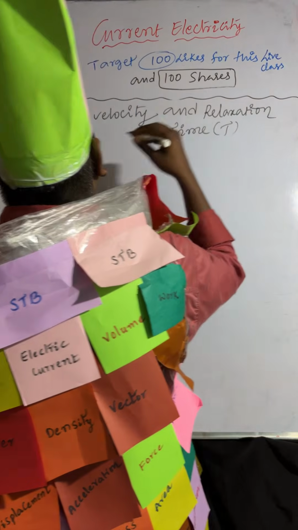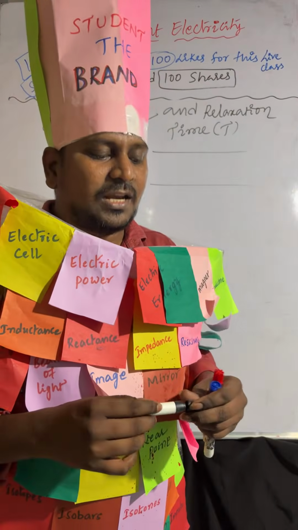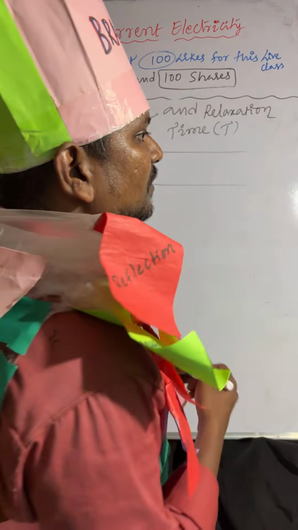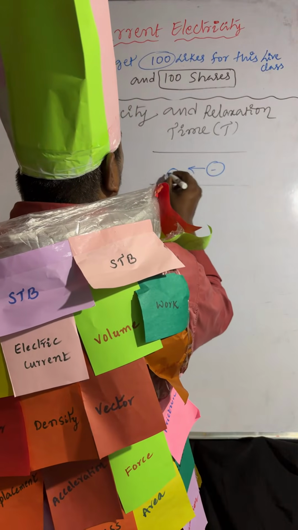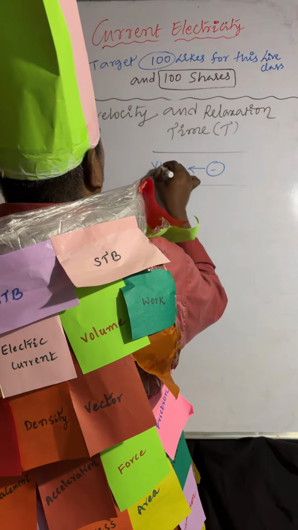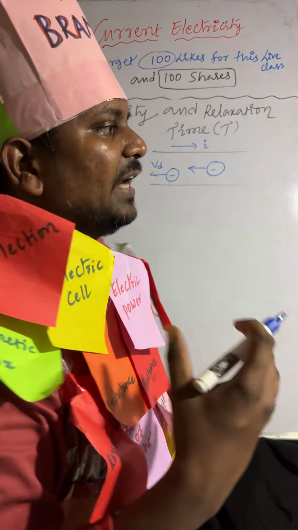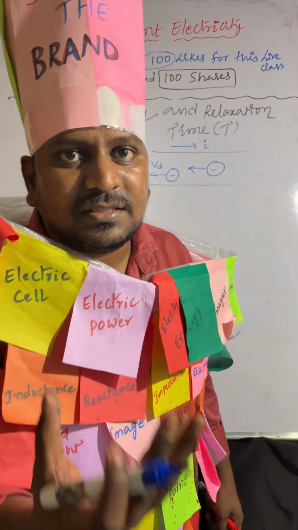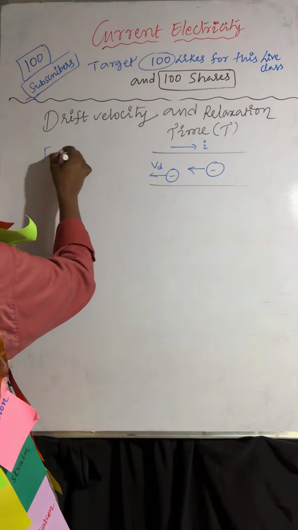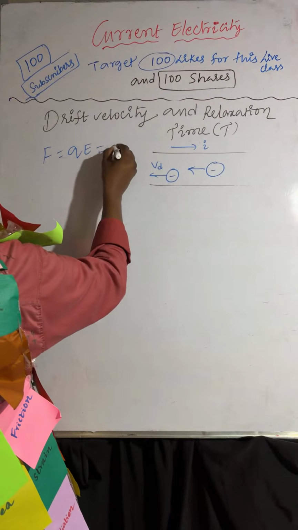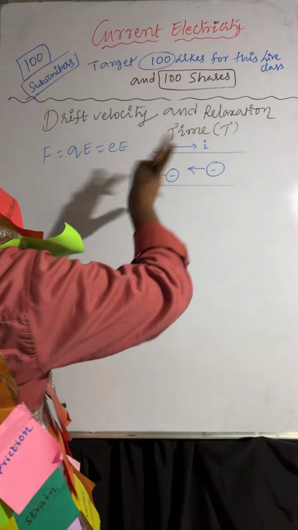That is tau. When electrons are moving in a conductor, they experience force. Current is moving like this, electrons are moving in this direction. So when electrons are moving in the conductor, they experience force, right? That force is F equal to qE, or eE.